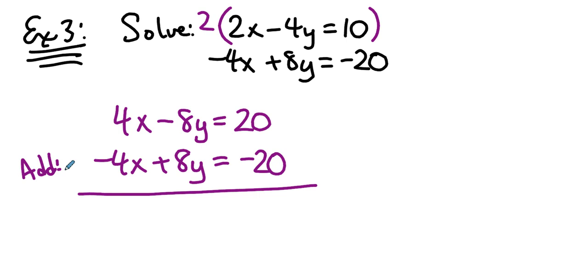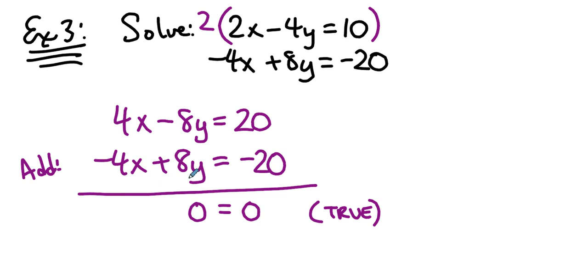What happens here? What do we do with that? Well, let's think about this. Is this a true statement? Sure it is. It is undeniably true that 0 is 0. And 0 is 0 regardless of what x and y are.